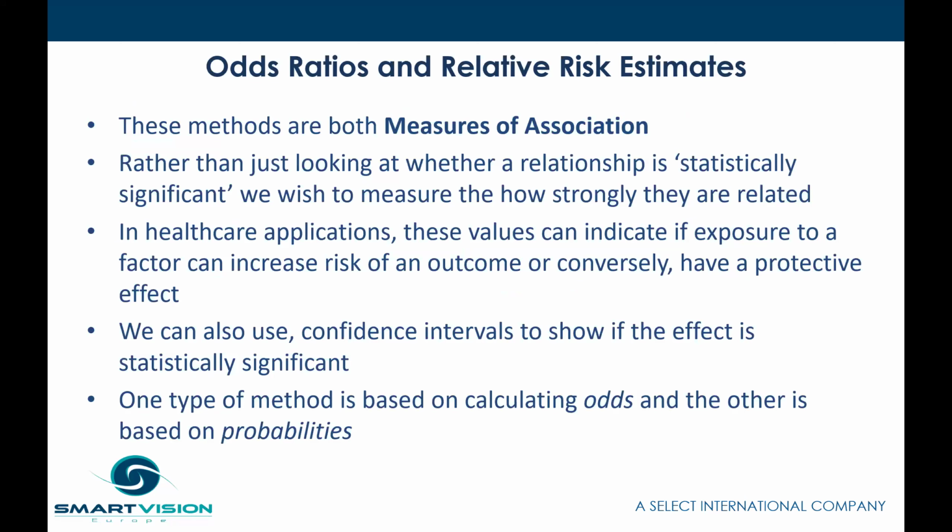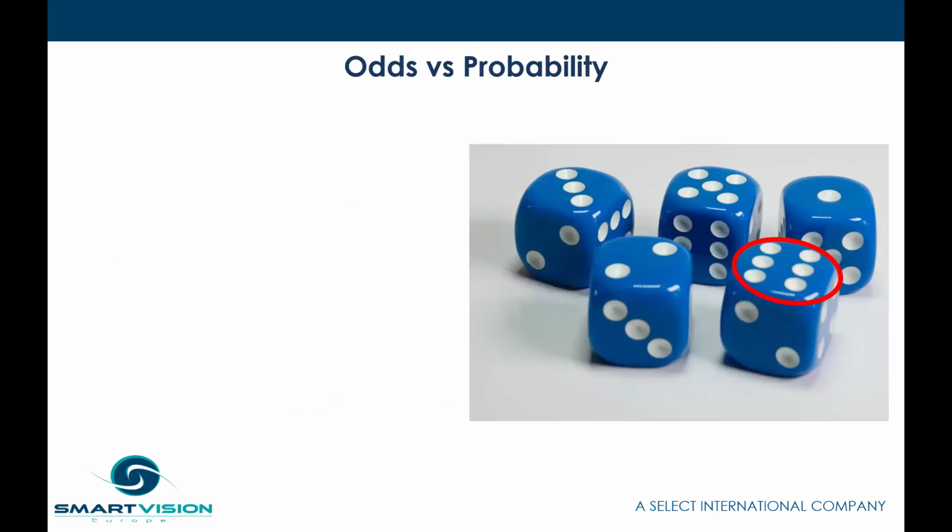Rather than just looking at whether a relationship is statistically significant, we wish to measure how strongly they are related. In healthcare applications, these values can indicate if exposure to a factor can increase risk of an outcome or conversely have a protective effect. We can also use confidence intervals to show if the effect is statistically significant. One type of method is based on calculating odds and the other is based on probabilities. So I need to explain what we mean by that.